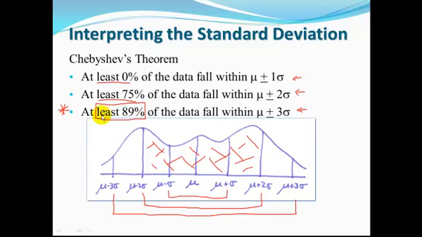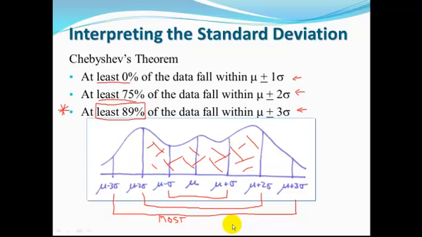Using Chebyshev, even though it says 89%, some of you are saying, well, that's less than 90. Yeah, but it's probably more than that. You've got to have a really strange distribution to only get 89% between 3 standard deviations and a mean. So we're going to say that most of the data falls within 3 standard deviations of the mean. And that's what we get out of Chebyshev's theorem.